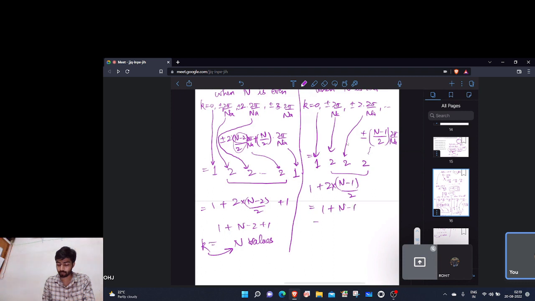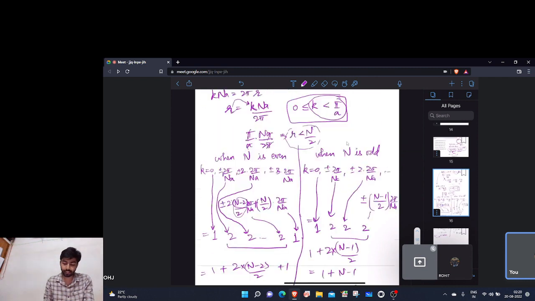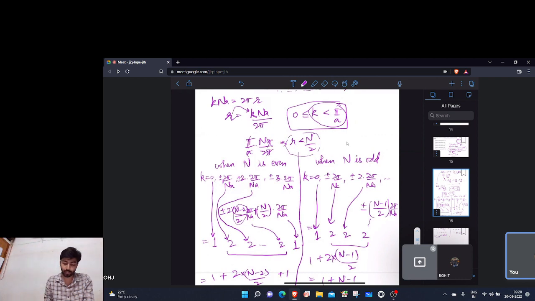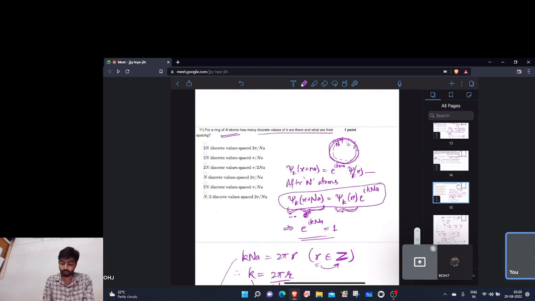So we have again n values of k when n is even, and n values of k when n is odd, right? And we have again seen that k values are separated by multiples of 2 pi by Na. So the correct option for a ring of n atoms, how many discrete values of k are there? There are n discrete values, separated by 2 pi by Na. So the correct option would be option number 4, n discrete values.